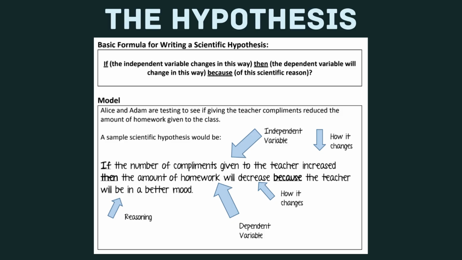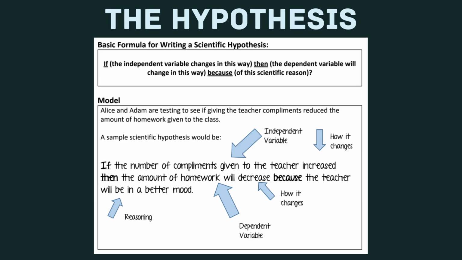So the example that they give you here, Alice and Adam are testing to see if giving the teacher compliments reduces the amount of homework given to the class. Identifying the independent variable, that's the compliments, right? The number of compliments. And then the dependent variable is the amount of homework given to the class. So we're trying to see if increasing or decreasing the number of compliments also increases or decreases the amount of homework that the teacher gives to the class.